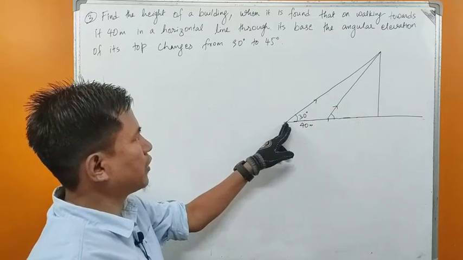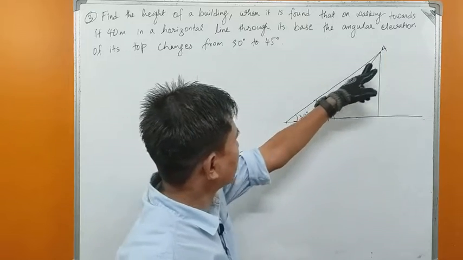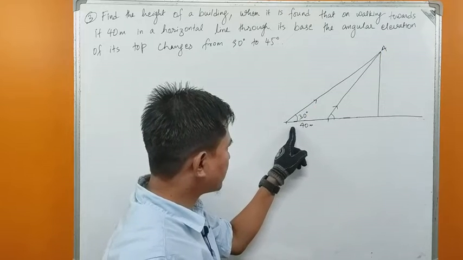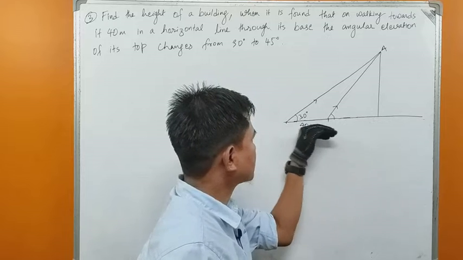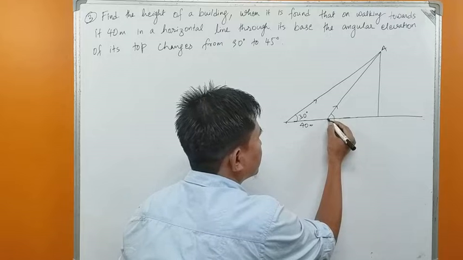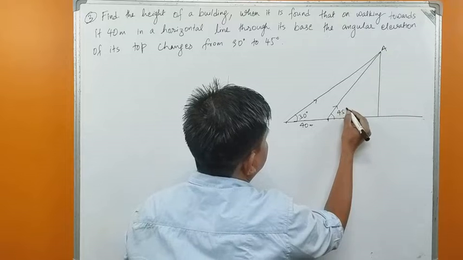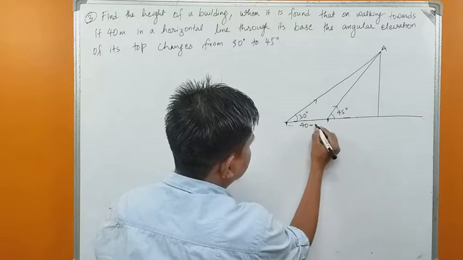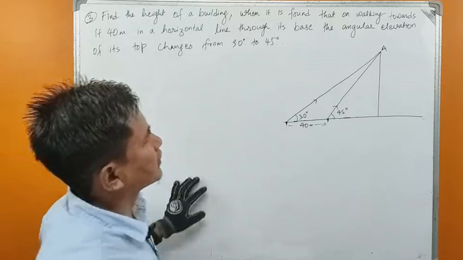When observed from this point, the top of the building, this is A, suppose, the angle of elevation was 30 degree. Now on moving 40 meters towards the building, building is here, now again, when observed from this point, the top of the building, the angle of elevation changed to 45 degree. The distance from this point to this point is 40 meters. So we are asked to find the height of the building.